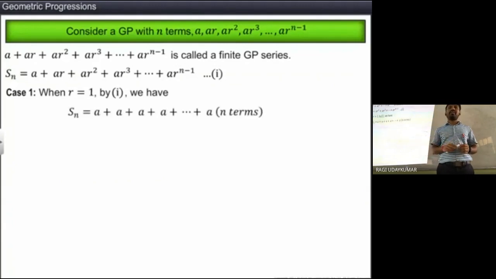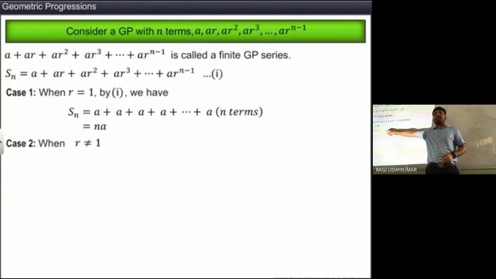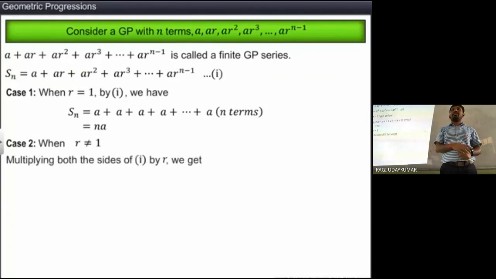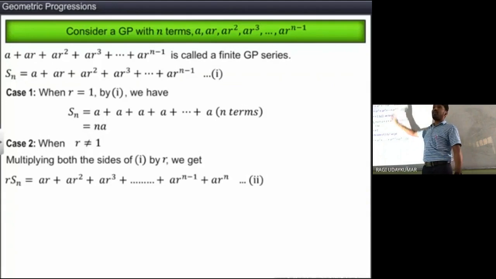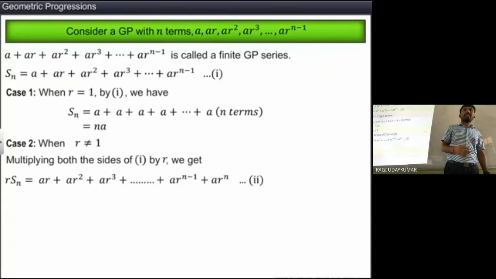Consider one case: r is equal to 1. If you multiply by 1, every term is the same term. How many times do you have a? n times. So n times a, if you add, you get n into a. Sn is equal to n into a. If r is not equal to 1, multiply both sides of this equation. Sn is equal to a plus ar plus ar square and so on. This is equation number 1.